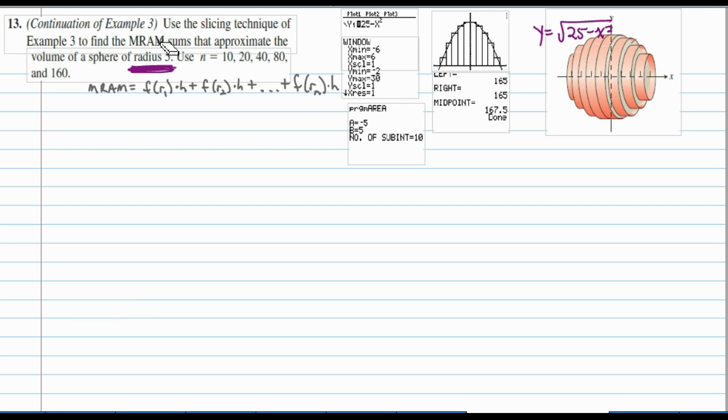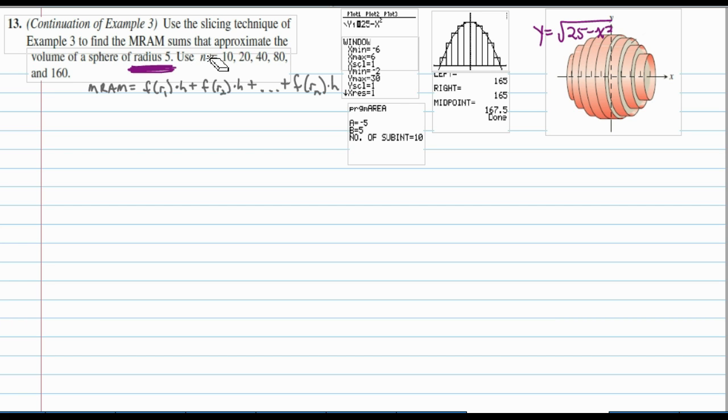Alright, so number 13, continuation of example 3. So we're going to use the slicing technique of example 3, so those cylinders, to find MRAM sums that approximate the volume of a sphere of radius 5 this time. So that means I'm using the equation the square root of 25 minus x squared.